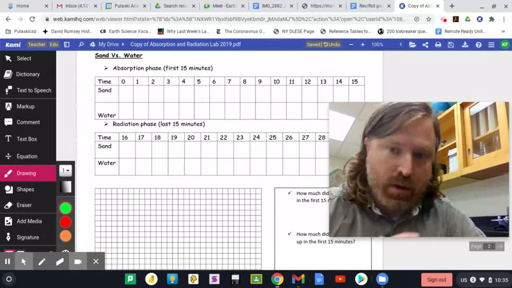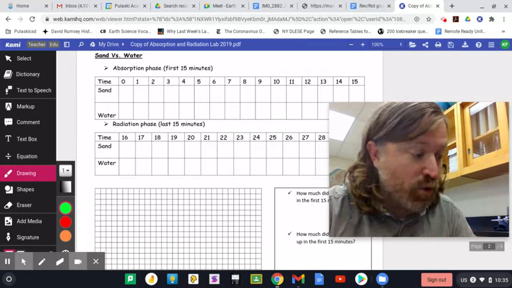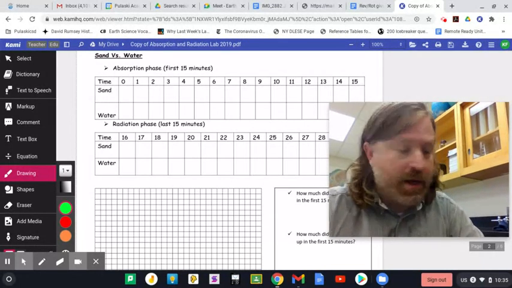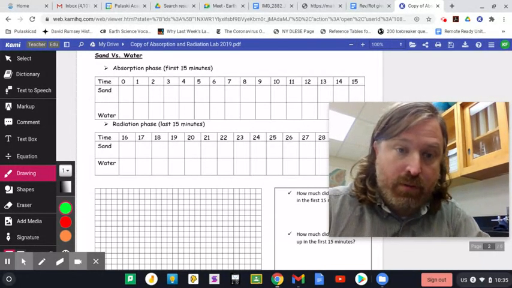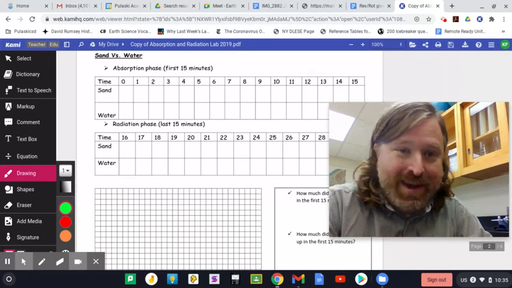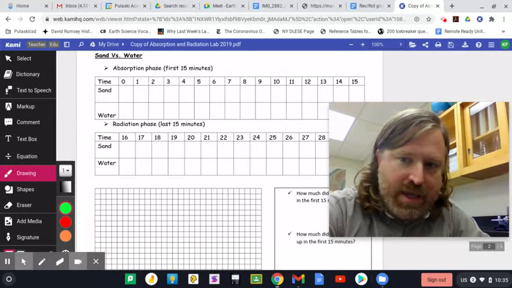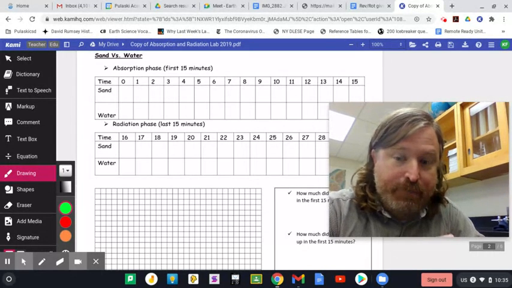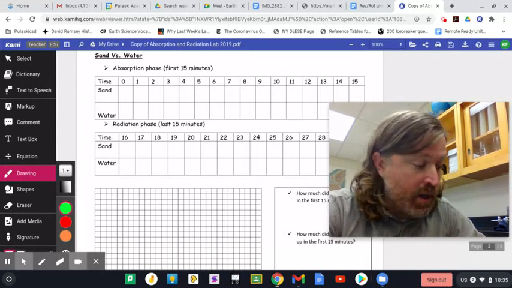Or the language we want to start to use is that they will be absorbing energy during that time. And then I'm going to remove the lamp, and we're going to let them radiate their energy for another 15 minutes. And that little thing right there is where really the key to a lot of this energy unit is going to lie.